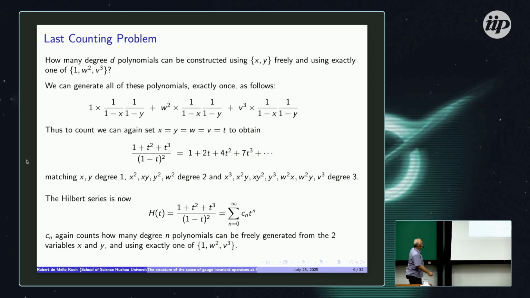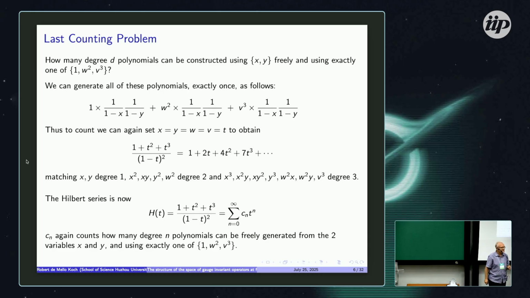I'm going to build polynomials. I can use x and y freely, so raise those to any power. And then there's a second set of objects, 1, w squared, v cubed. And I must use exactly one object from the second set and only one object from the second set. So now the polynomials I can construct are 1 times anything I can make out of x and y, w squared times anything I can make out of x and y, and v cubed times anything I can make out of x and y. And expand those just like we did on the first slide. We've generated every polynomial we can construct exactly once.